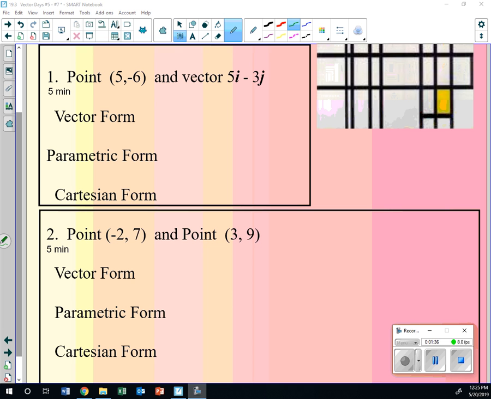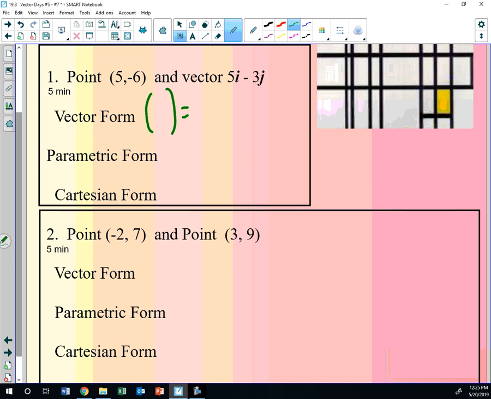Here are a couple of quick examples. We're going to take a point and a vector, and then we'll take 2 points, and we're going to create all these different forms. So let's do the vector form, the easy one. Start with xy, then we have a point, then we have lambda, and then we have a direction. So the point here is 5, negative 6. The vector direction is 5, negative 3. So this is my point, and this is my direction.